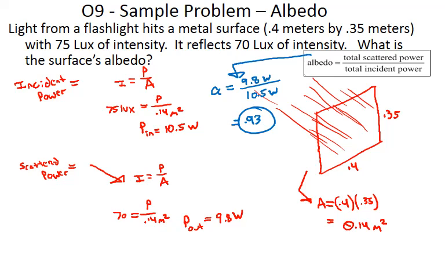An easier way to do this might be, we know that power divided by area is intensity. So area times intensity is power. So we could take this over this, right? Area times intensity incident divided by scattered, and the areas are gone, so we could just take the intensities and divide them. We get the same thing, 0.93.